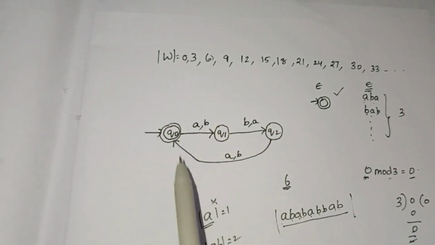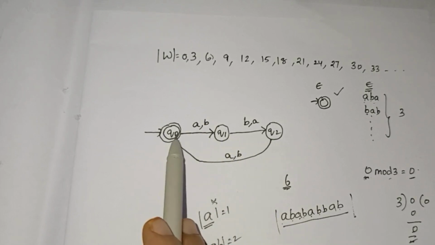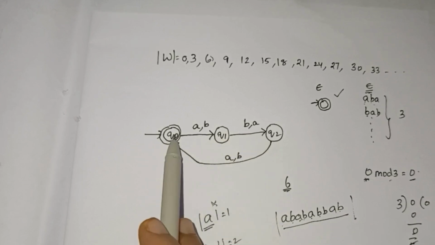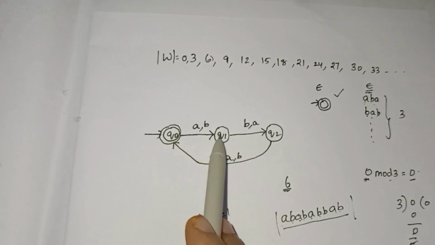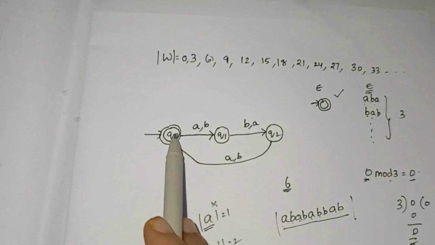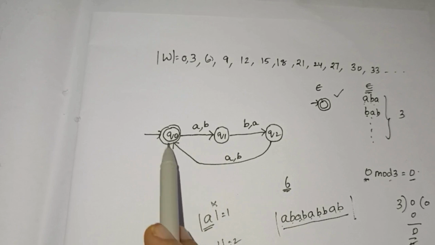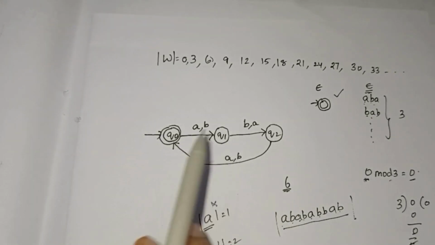Instead of taking the string, let's check with numbers only. 1, 2, 3: 3 is accepted. 4, 5, 6: 6 is accepted. 7, 8, 9: 9 is accepted. 10, 11, 12: 12 is accepted. 13, 14, 15: 15 is accepted. Like that, every time 3 is added, it ends up in the final state. Hence the string is accepted. Now the logic is done.